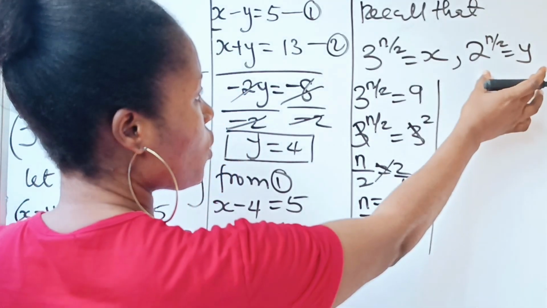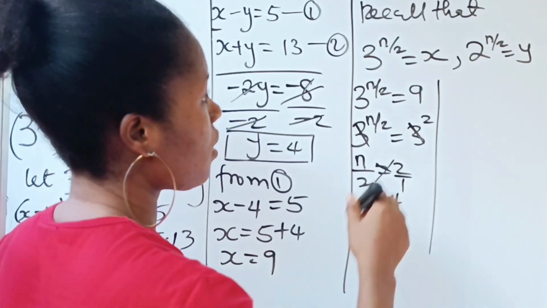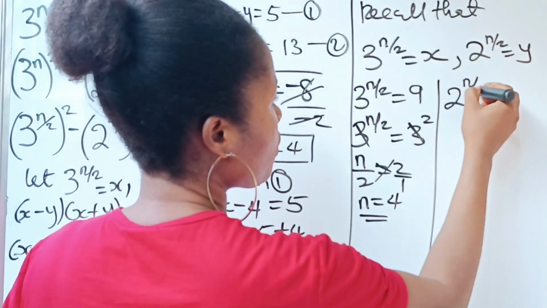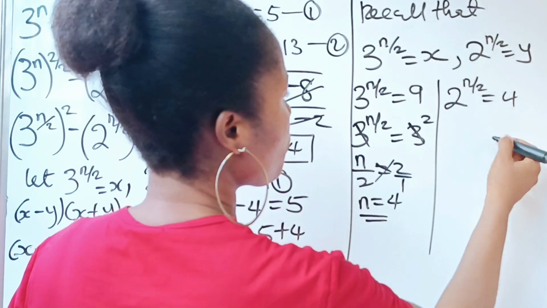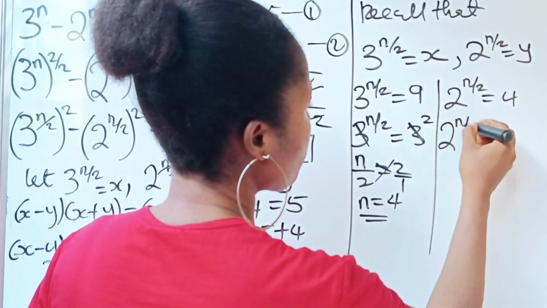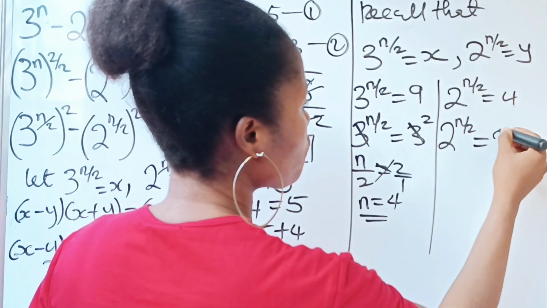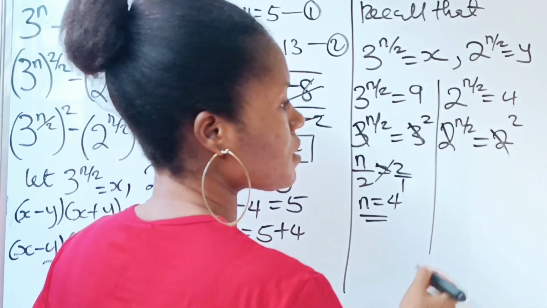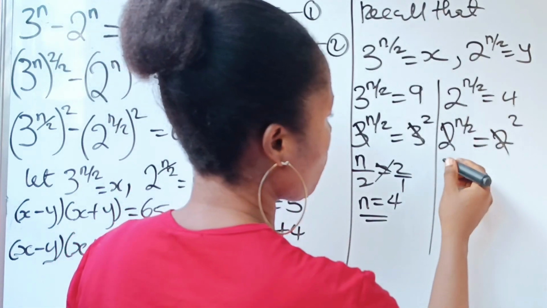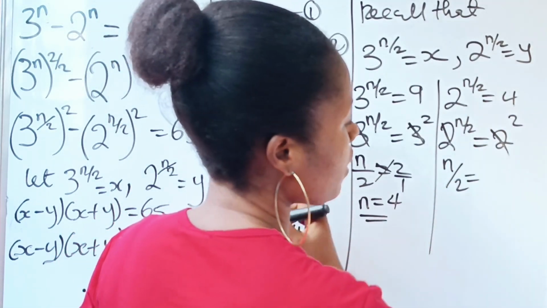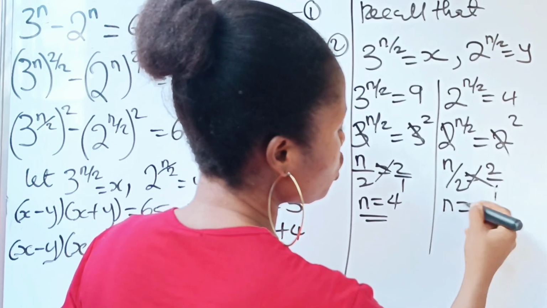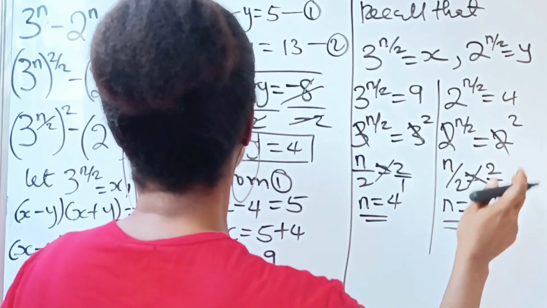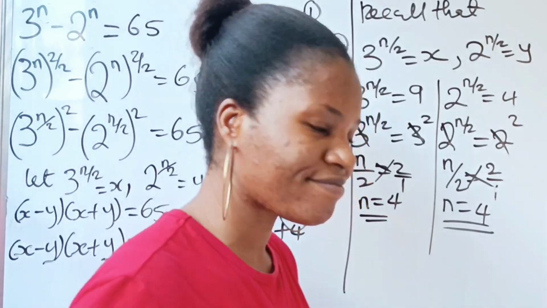Now if we also use this for y, we have 2 to the power of n over 2 is equal to, our y is equal to 4. So we have 2 to the power of n over 2 is equal to 4, which is 2 squared. Now we have the same base, right? Let's equate the powers. We have n divided by 2 is equal to 2 over 1. Then we do our cross multiplication to get our n to be equal to 4 as well.